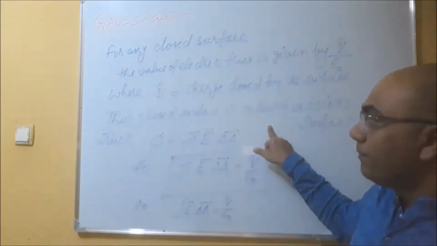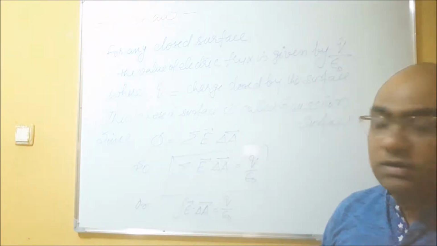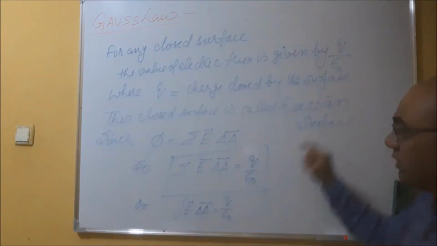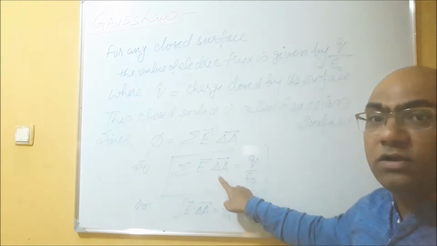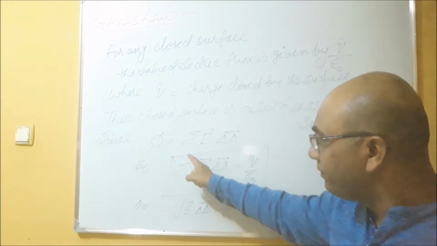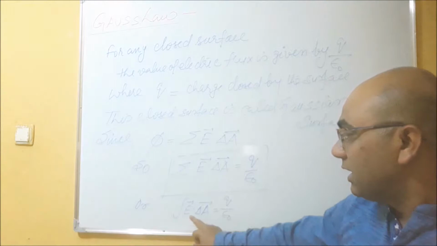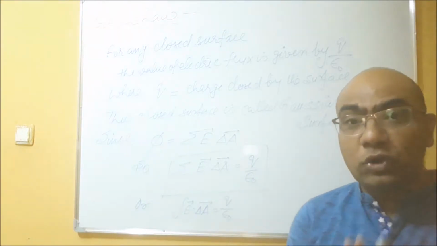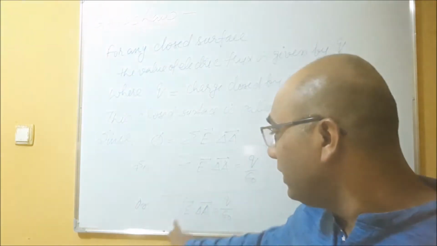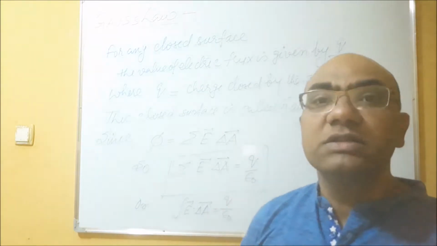And then we know that the value of flux is given by the formula summation of E dot dA. So if we put the value of phi from here, summation of E dot del A is given by q upon epsilon naught, and if we replace this summation sign by an integration sign, then the final mathematical expression for Gauss theorem will be this. Is it clear?